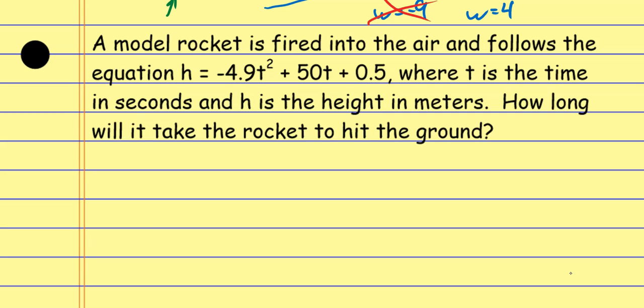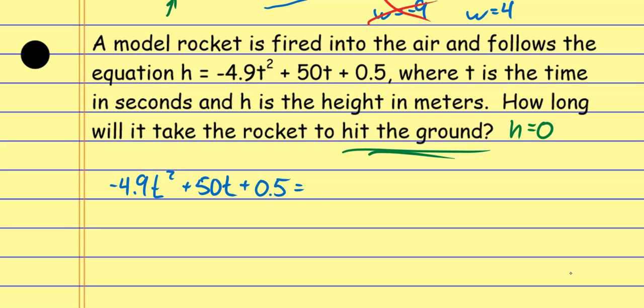And so here's the thing. It's asking me how long. It's asking me to solve for t, and it's asking me to solve for t when the height is 0. It'll hit the ground when h is 0, and so that's the hint that it's giving us here. All right, h equals 0. It hits the ground at a height of 0, so really, here's the equation I want to solve. I've got negative 4.9t squared plus 50t plus 0.5 equals 0.